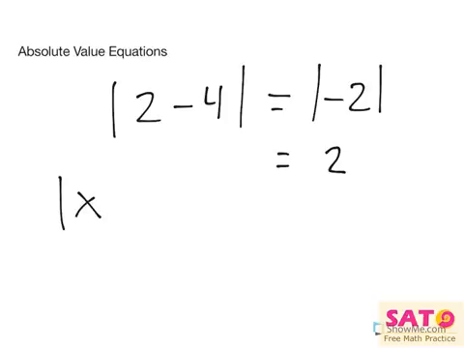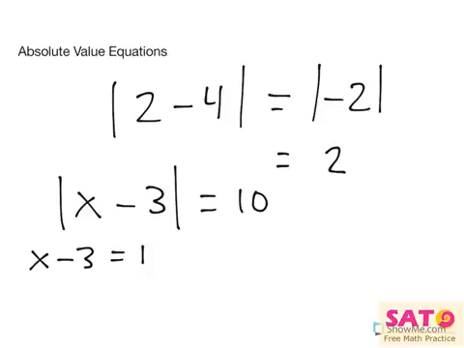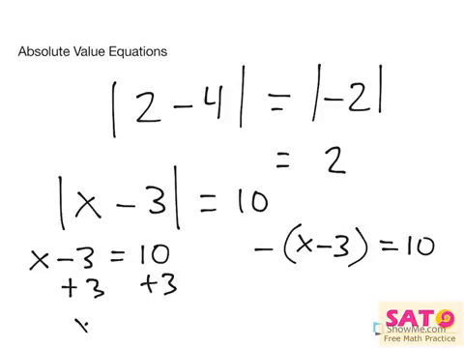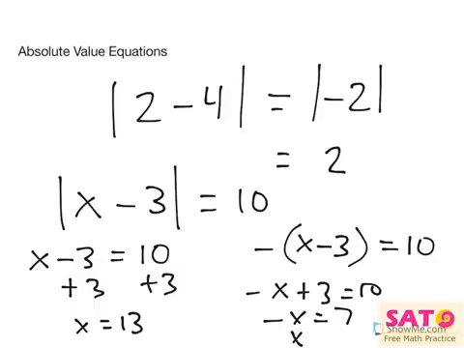Let's say the absolute value of x minus 3 equals 10. So what we would do is solve for the positive value and the negative value. So x minus 3 equals 10, that's positive, and the negative would be negative (x minus 3) equals 10. Don't forget the parentheses, and we would solve them as a regular equation. So plus 3, x equals 13, and on this side, negative x plus 3 equals 10, negative x equals 7, and x equals negative 7 down there.